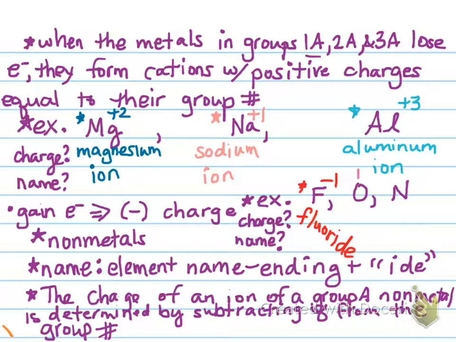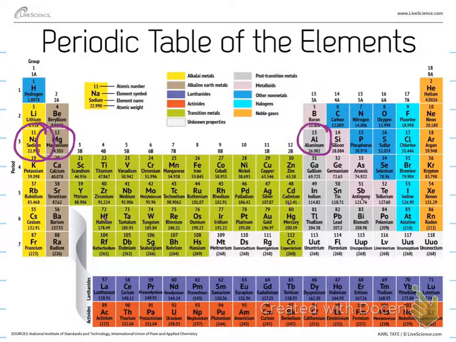For the anions, when they gain electrons and they get a negative charge, remember this is going to happen with the nonmetals. And again, this is our dividing line between metals and nonmetals. Metals are this way.